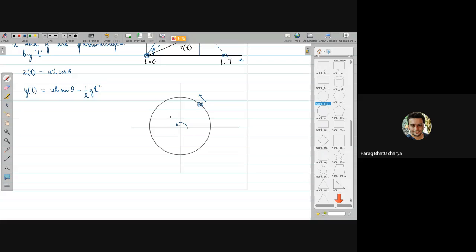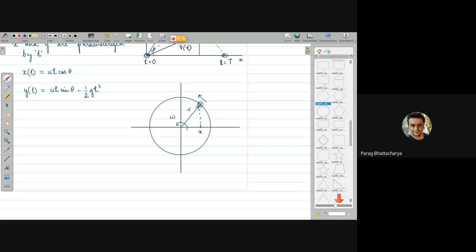It is rotating at a constant angular velocity omega. So let's say this is the position of the particle, r. So r is a function of time t. So immediately you know that there is going to be an x component.